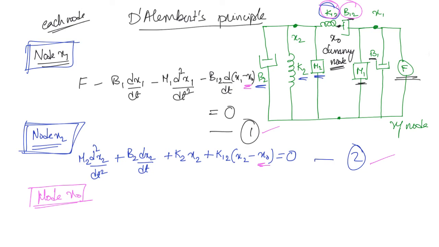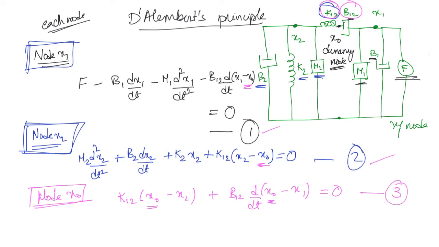So here the equation will be K12 into x0 minus x2. Here we have taken x0 positive because we are writing the equation at node x0, plus B12 d by dt of x0 minus x1 is equal to 0. Here also we have taken x0 to be positive. So this is the third equation.